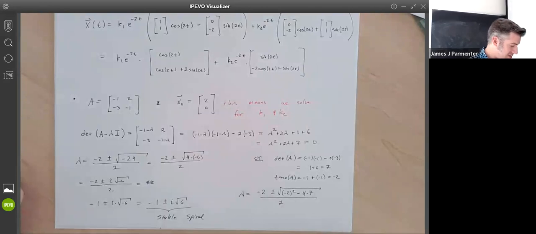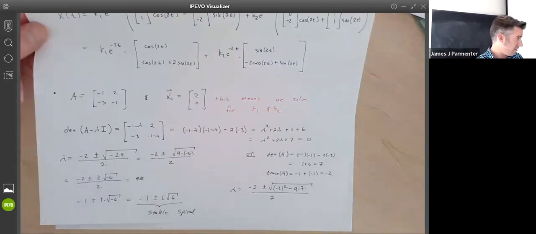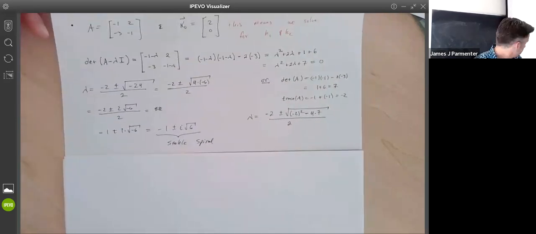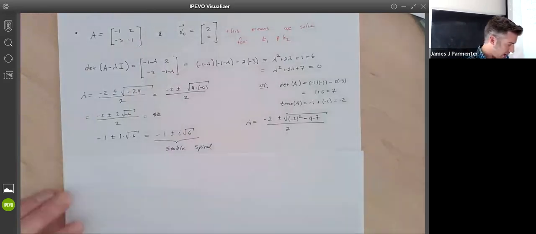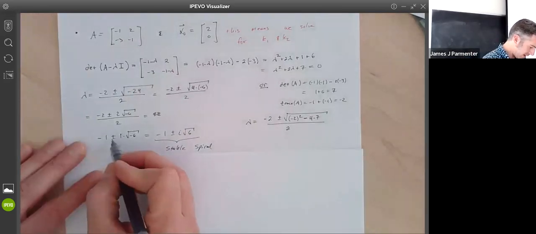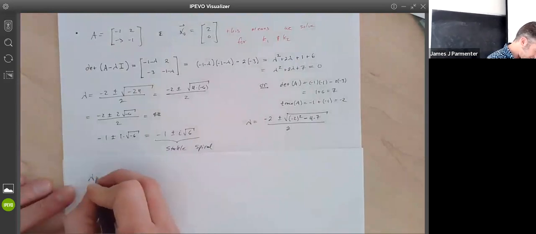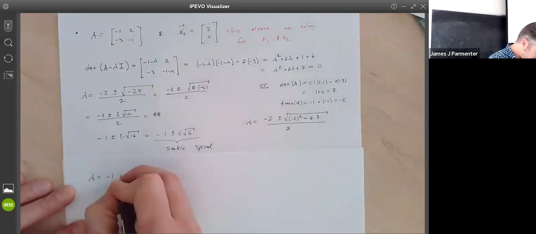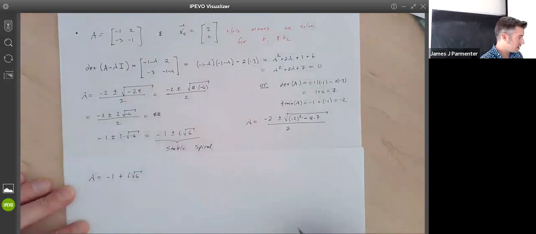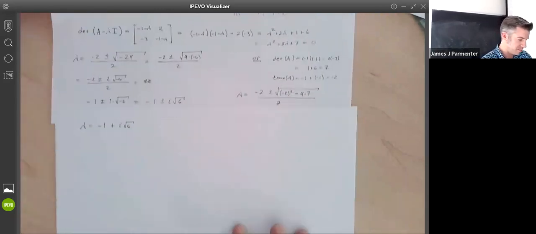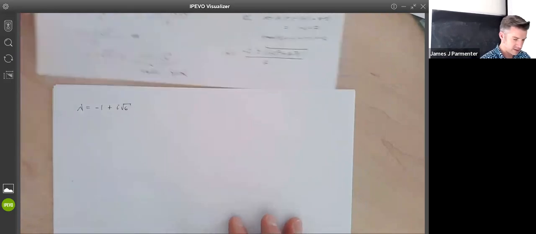Okay, so let's find the general and the particular solution. To do that, we need an eigenvector. Again, you can pick either one, but it's fairly standard to use the one where you're adding the imaginary part. So let's look at lambda equal to -1 plus i root 6, just because it's easier to deal with something that's plus versus something that's minus.